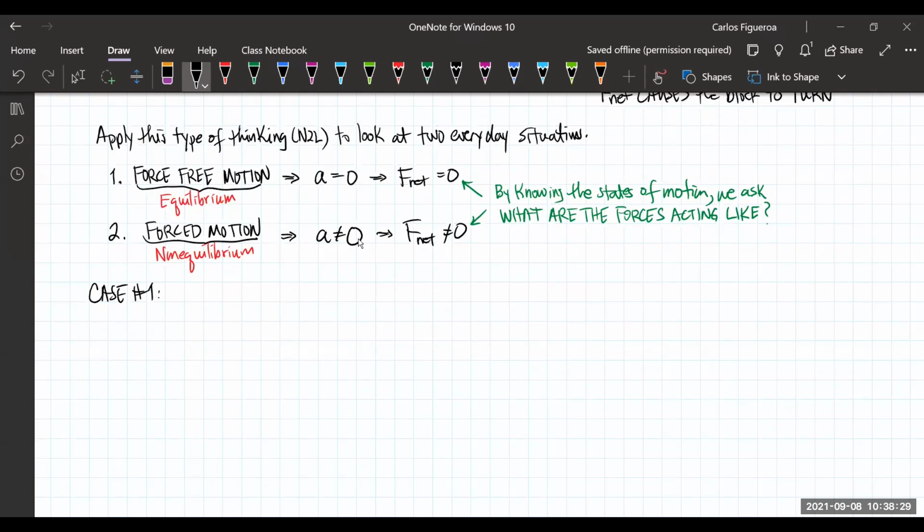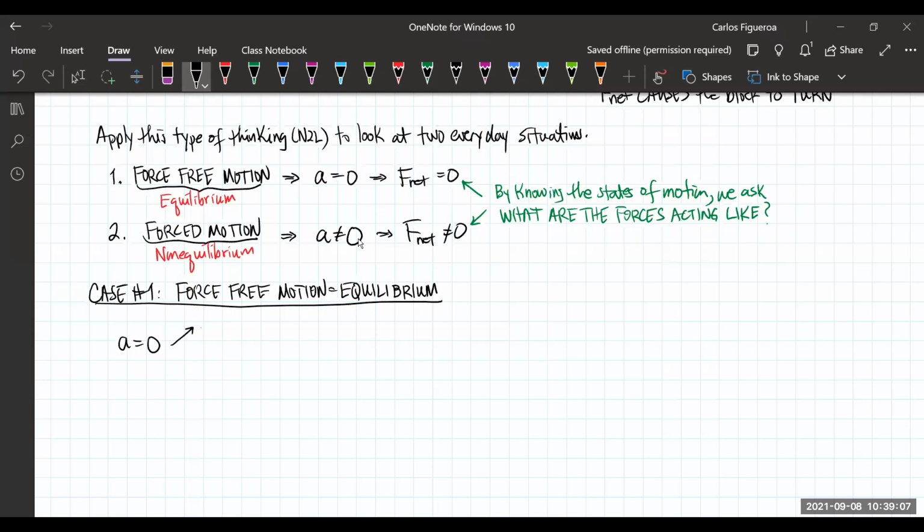So now what we're going to do is talk about force-free motion, also known as equilibrium. And you'll see why they call it equilibrium as we start to look at these details. Let's be careful. When I say I have force-free motion, that means zero acceleration. What do I mean by zero acceleration?